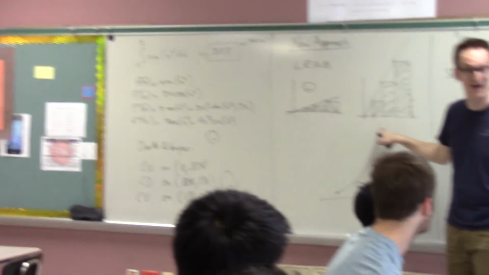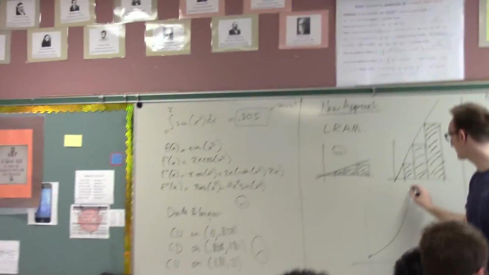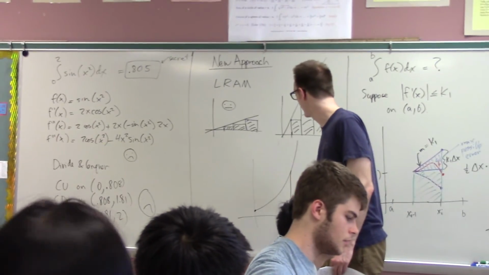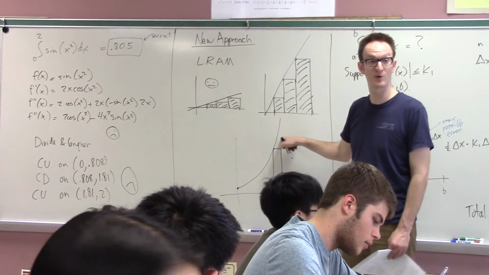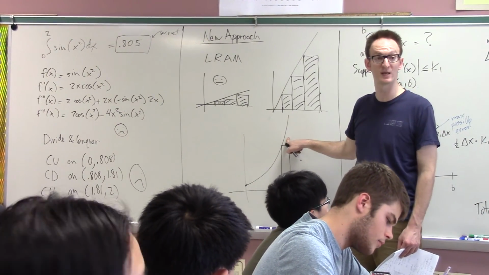That grows so fast, right? That's going to give you lots of error using LRAM, but that will be taken care of by the fact that the derivative is also quite big there, so we're going to have a quite big K.